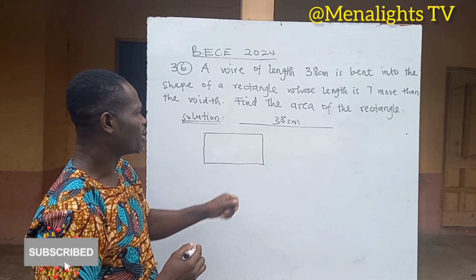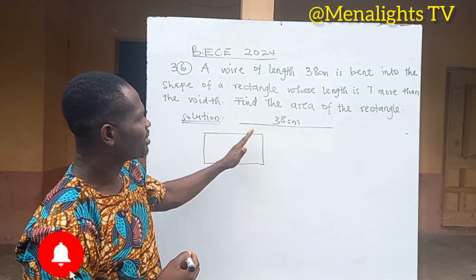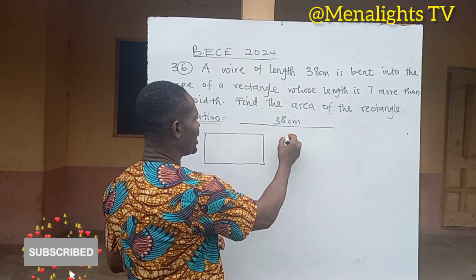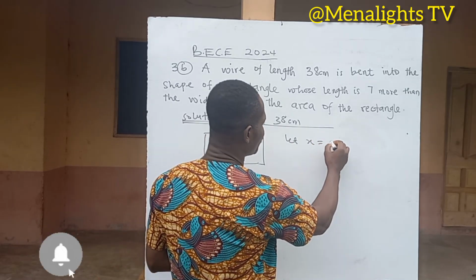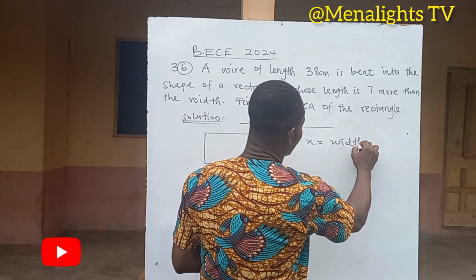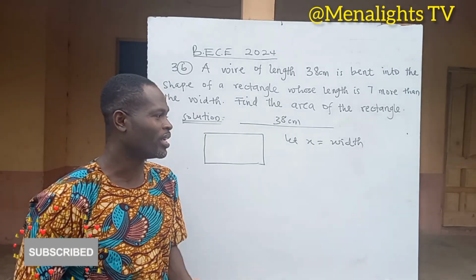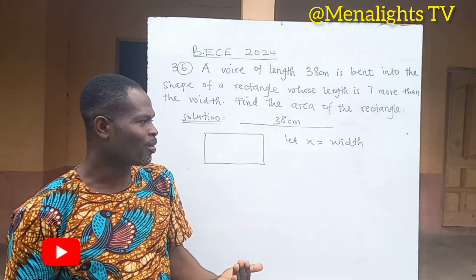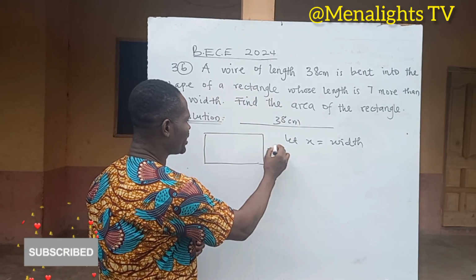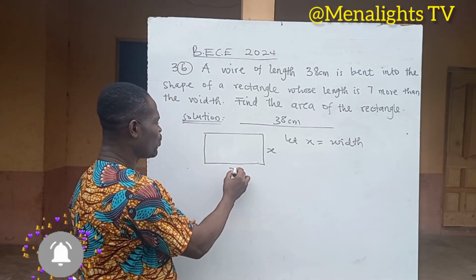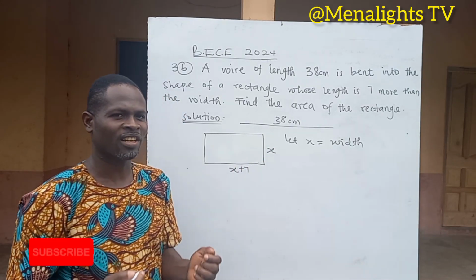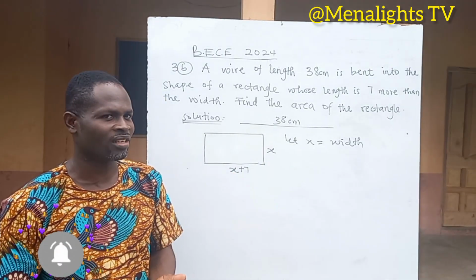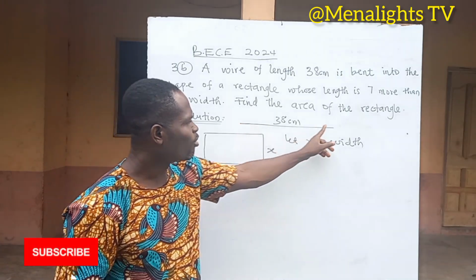They bend this to form what? A rectangle. Then the question says that the length is 7 more than the width. So you say let x be equal to the width. So if x is equal to the width, the question says that the length is 7 more than the width. So this is my width. Then the length will be width plus what? 7. Or 7 more than the width. So if this is x, then this side will be what? X plus what? 7.